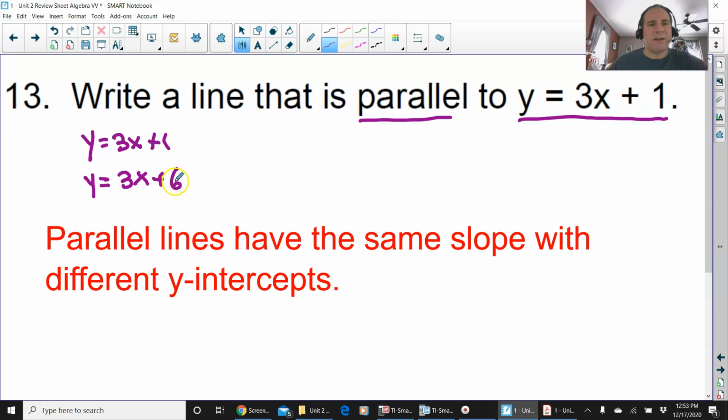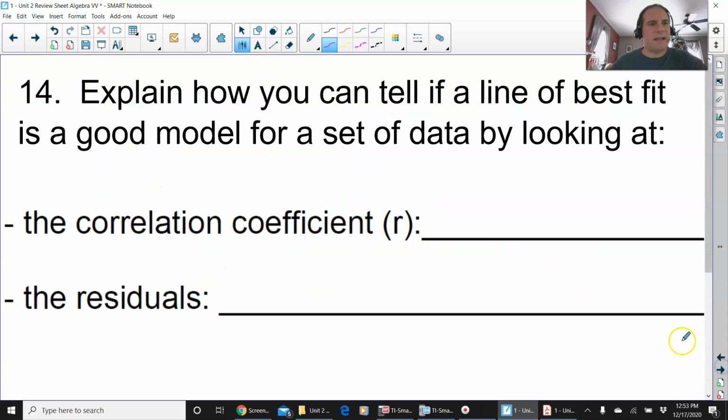These are parallel lines. Remember, if you have y equals 3x plus 1, you could also put just y equals 3x. That's a direct variation. Direct variations go through the origin. So, same slope, different y-intercept. All right, and that is that one.